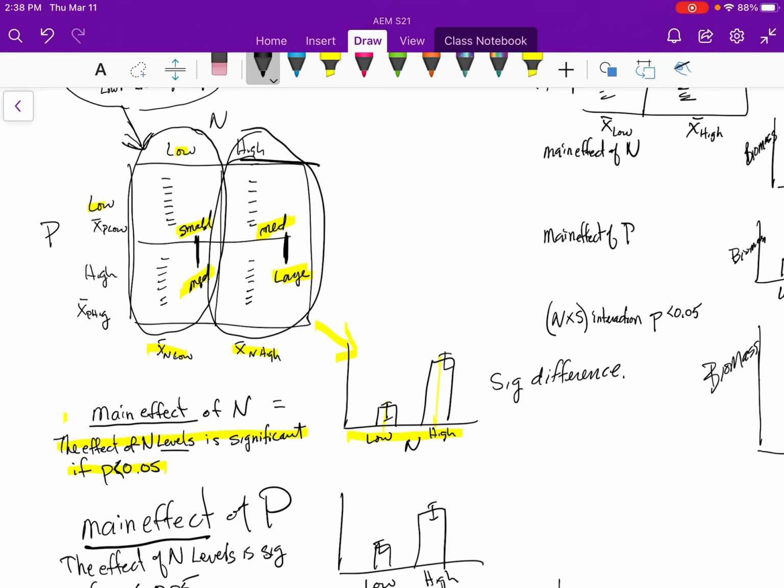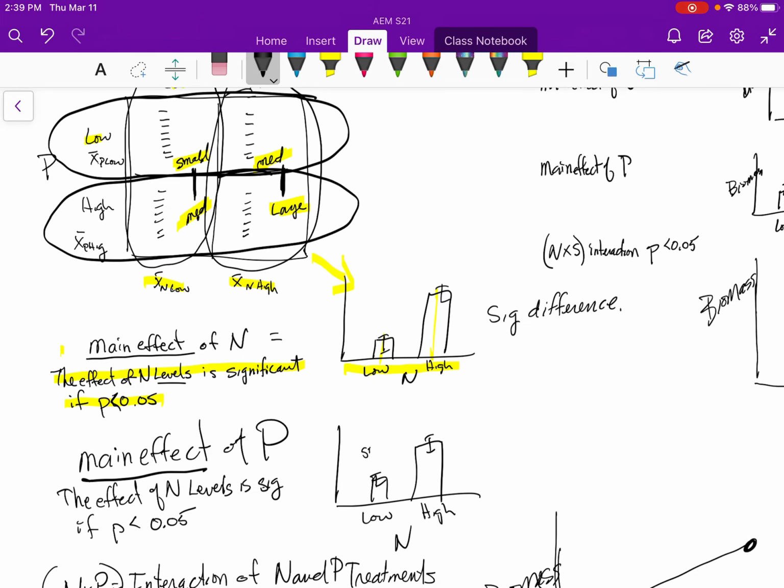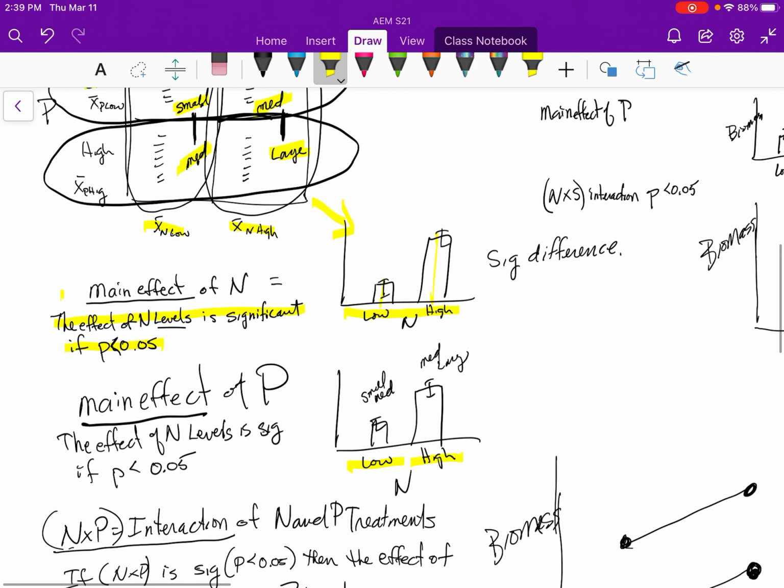We can also test the main effect of phosphorus. And in that case, we would be pooling across both levels of nitrogen and looking at low phosphorus and high phosphorus. And in that case, you would see that in the low level, you have a small and a medium. And then you would have, again, a medium and a large over here in the high category. So again, you would get bars that look very similar to the other main effect. And again, the main effect of phosphorus would be significant if the p-value is less than 0.05. So we can test the main effects.